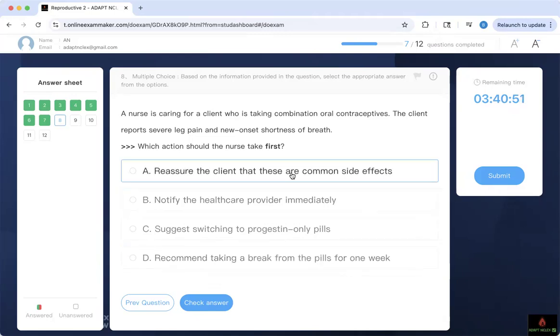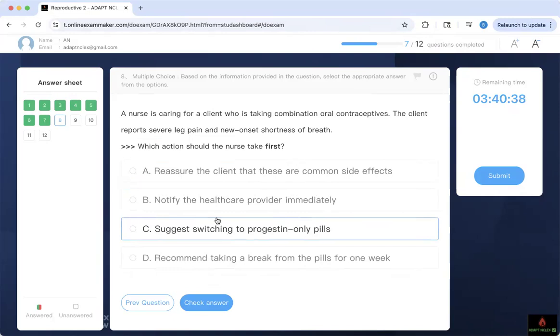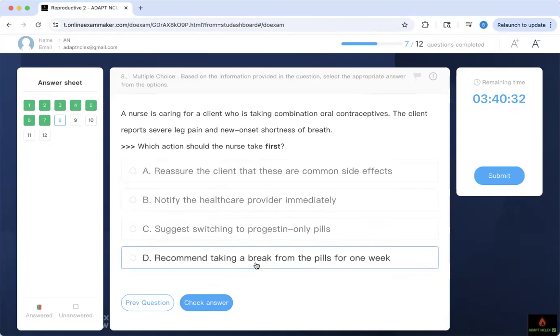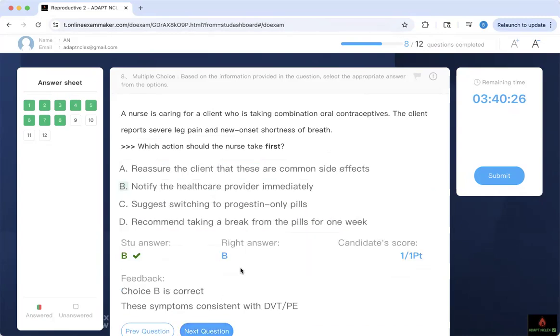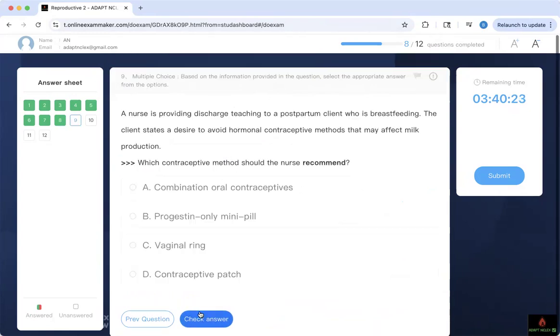Don't pick number one. Do something first. I have what? Shortness of breath and leg pain. That means I have to intervene right now, with something that will save the patient's life. Switching to another medication is doing the same thing as A. You're not addressing the problem. Stopping the medication for a week, you're still not addressing the problem. Let the doctor know and let him deal with it. The patient has DVT and PE.